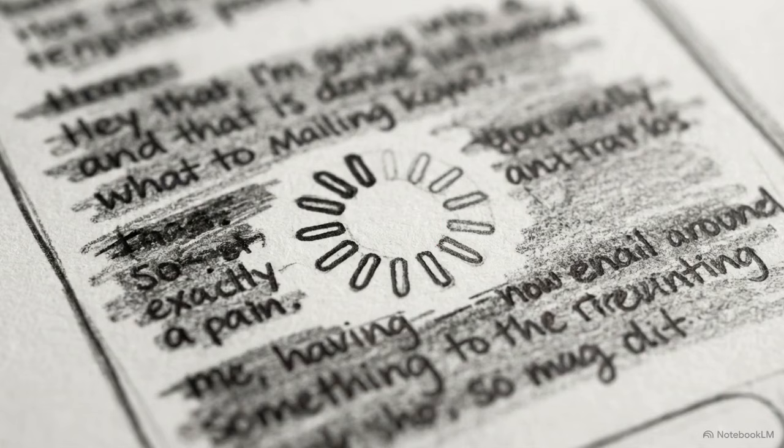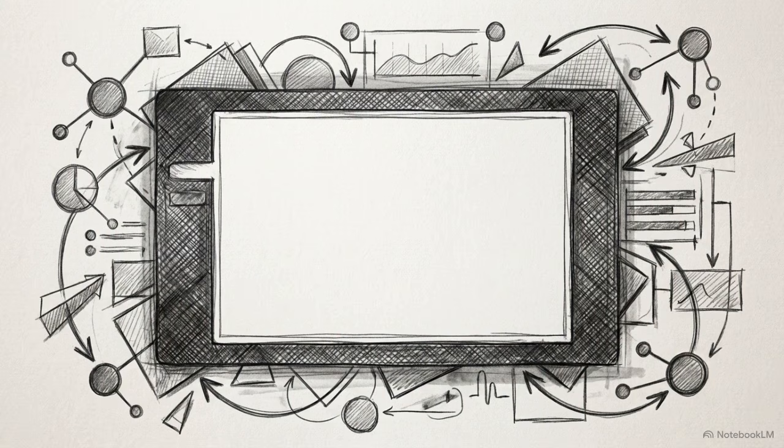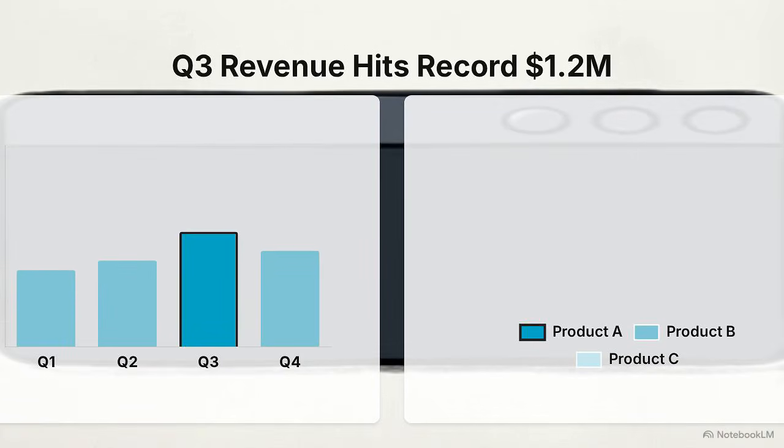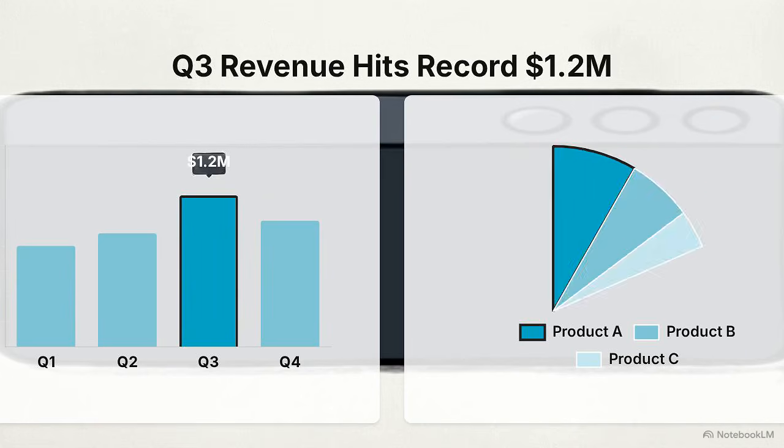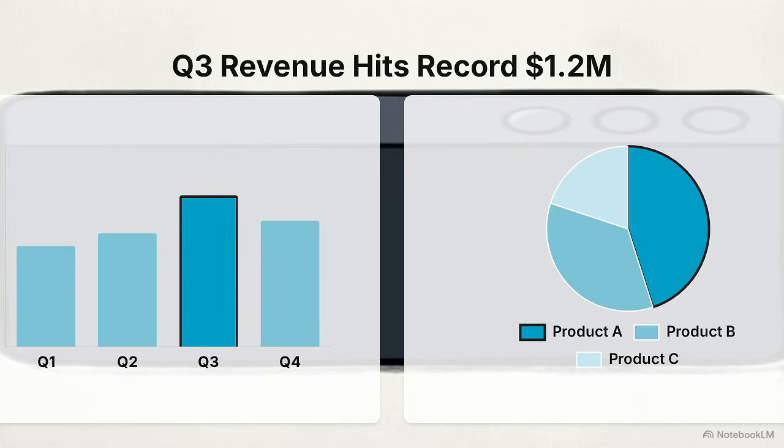As soon as you submit the prompt, Claude bypasses the usual text blocks. It immediately builds a clean, formatted dashboard right there in your chat. This quarterly revenue chart is fully interactive. Hover over the Q3 peak to reveal the exact dollar amount. The pie chart is also active. Hover over the Product A slice to see the percentage breakdown.